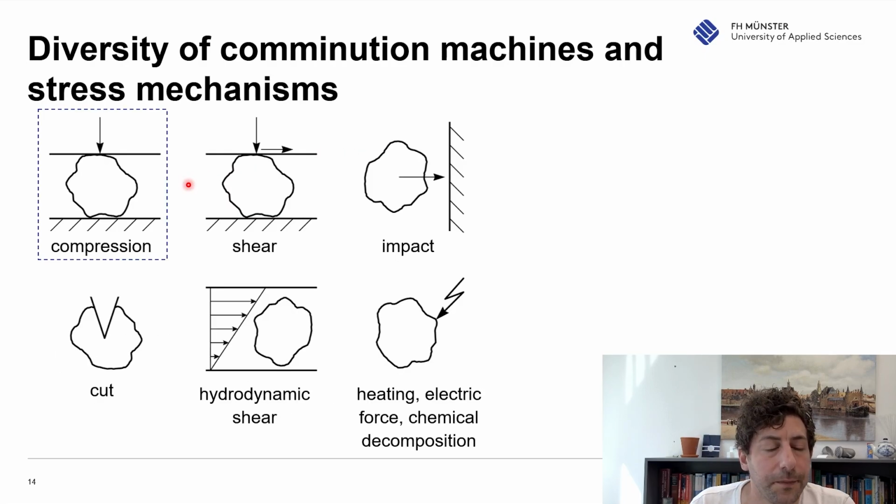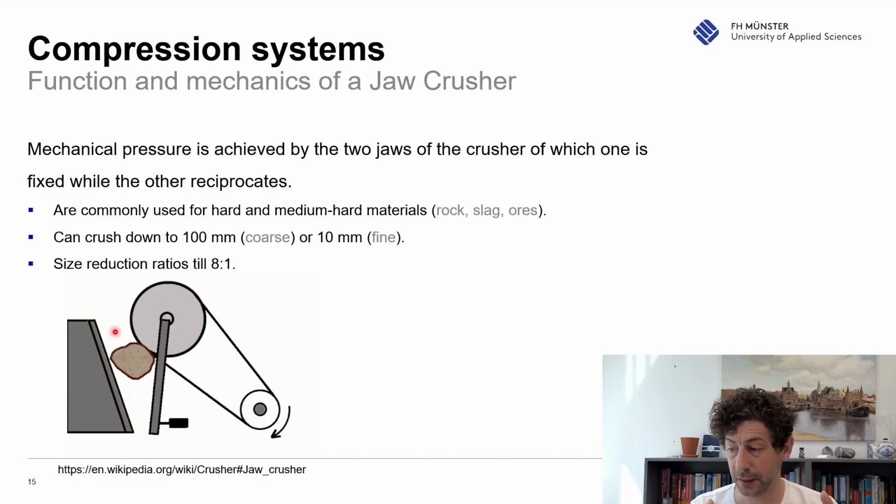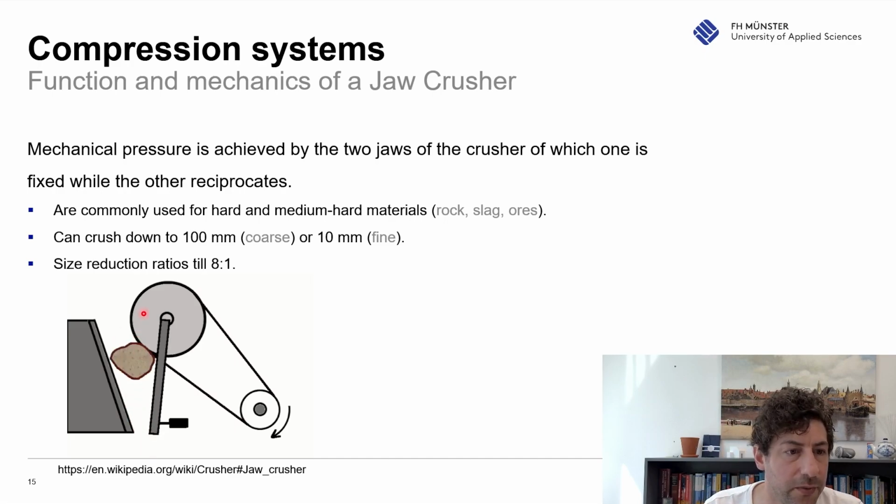Okay, and now I would like to look a little bit into the different systems. So when we first start with compression, and we start with very large particles, we have what you see here, a jaw crusher. And a jaw crusher works with a single particle. So fracture basic is the fracture of one particle. And you see it also in this nice GIF from Wikipedia.